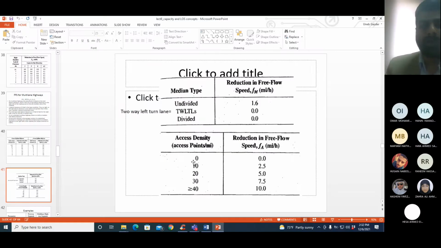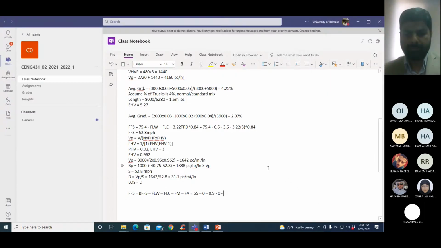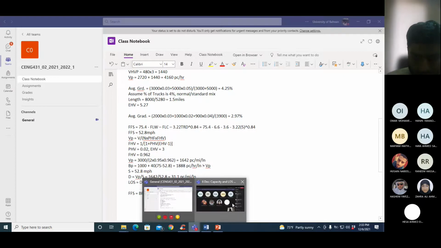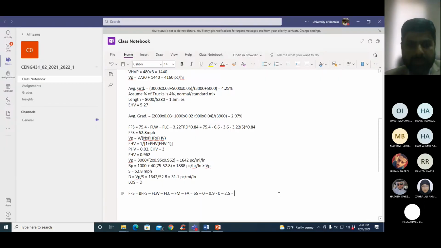Then factor for access points. I have 10 access points per mile. So for this one, the factor is 2.5. How much is this? 61.6. Okay.